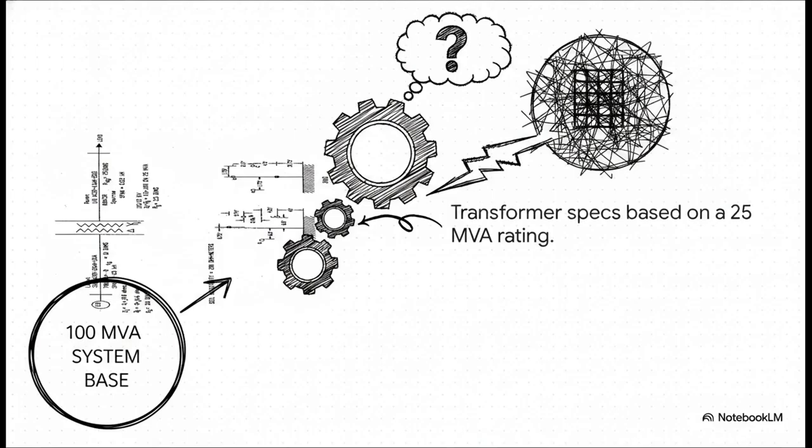If you take that and plug it directly into a 100 MVA system study without converting it, you aren't just slightly off. You're introducing a catastrophic, multifold error that will completely wreck your downstream fault calculations. For example, if you skip this step and plugged a generator's 15% reactance on a 15 MVA base straight into a 100 MVA study as if it were 15%, you'd be introducing a staggering 6.7 times error.